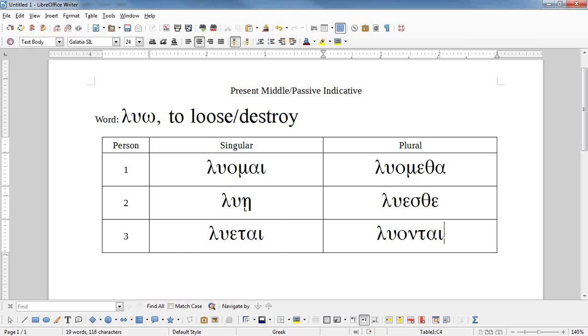That's middle. The passive is when the subject is being acted upon. So in this case it is I am being destroyed or I am being loosed. You are being loosed. We are being loosed and so forth. So you can translate it both ways because this form is for the middle voice as well as the passive voice.